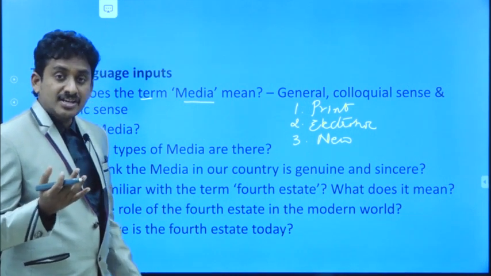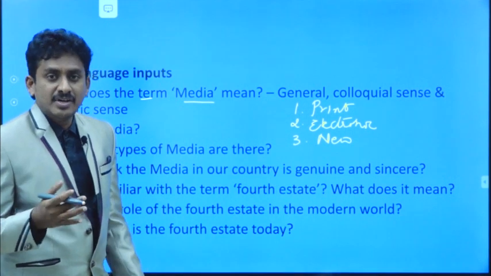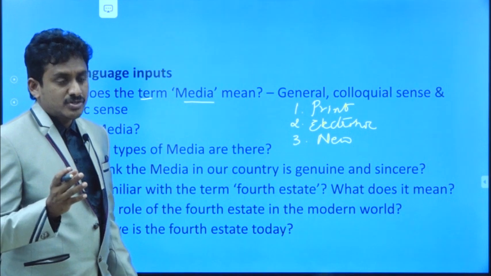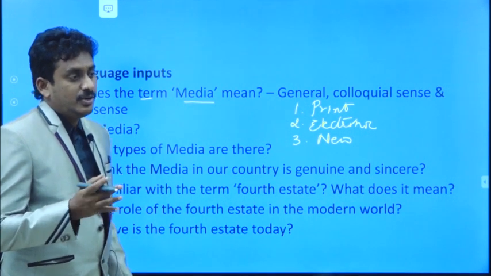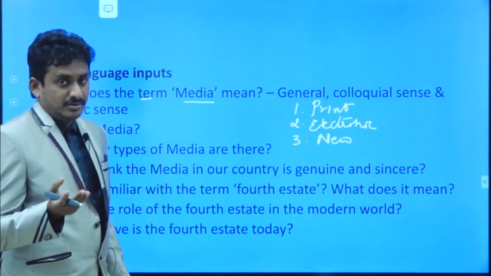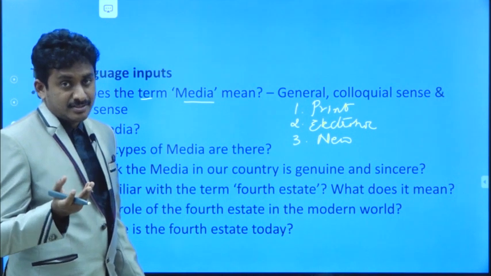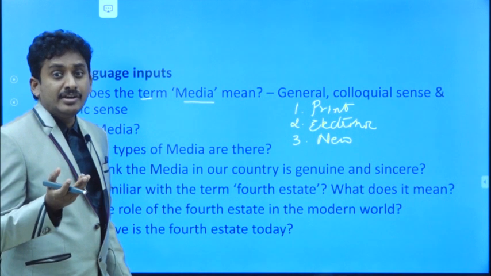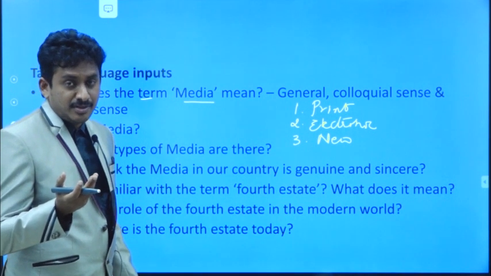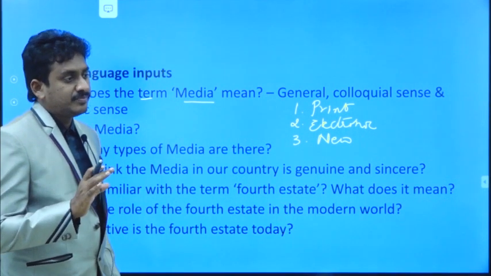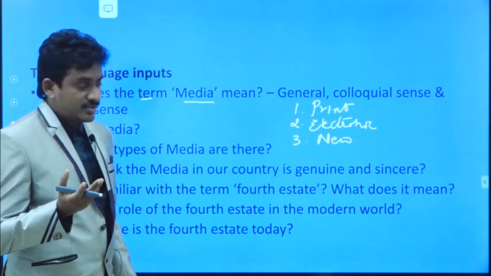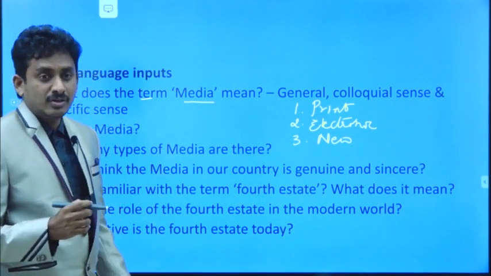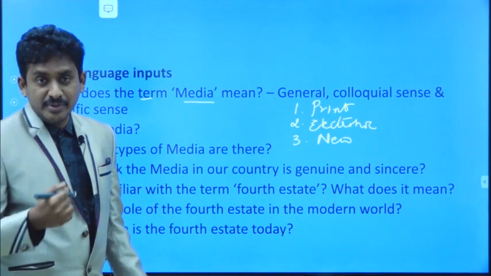Then came electronic media, radio came, television came. So all these played a very important role. Of course, nowadays your generation may think that radio is outdated, but still it is playing a very important role. All India Radio plays a very important role when there are some emergencies in the country. So what is new media? Whatever you know, that is new media now.